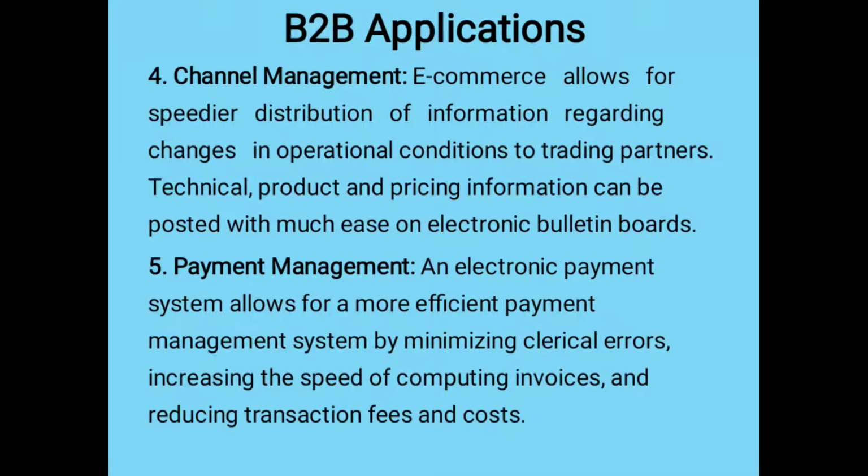Next is channel management. What does it mean? E-commerce allows for speedier distribution of information regarding changes in operational conditions to trading partners. Technical, product, and pricing information can be posted with much ease on electronic bulletin boards. What it says is that what the company is doing at present, what changes they are bringing from next month, and what is going to happen in the factory are all put on the website. Another connected company can glance at it and see what changes are being made in technology, product, and price. Everything can be observed by the other party.